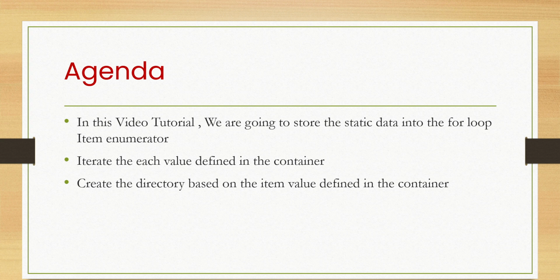Basically, imagine you have not stored any data anywhere in your local system or in a database table object. There is no data at all. You just have some static data and you want to iterate over it and perform some action based on that. In that case, the item enumerator will be helpful. So let's start and see how you can play around with it.